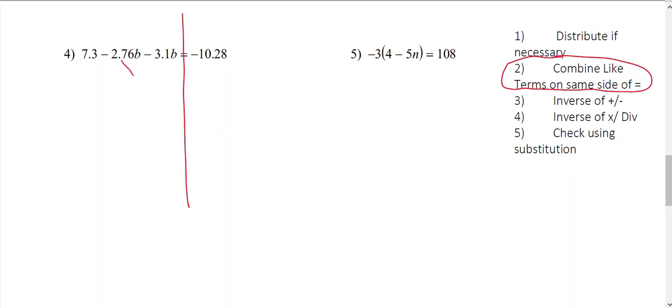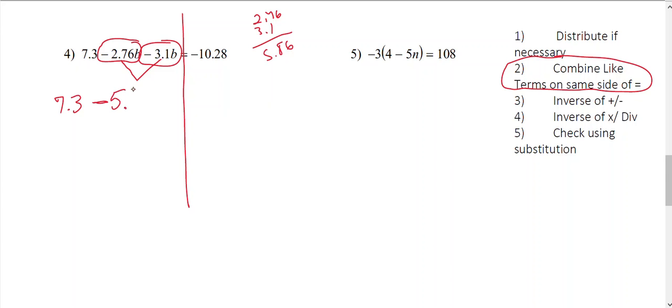Like terms have the same variable, or like terms could both be constants. Here, the only constant I have is 7.3. And when I combine negative, again, make sure you're paying attention to the sign in front of it. That's a negative 2.76 and a negative 3.1. Same sign, add and keep the sign. So I know I'm going to have a negative 2.76 plus 3.1 is 5.86.